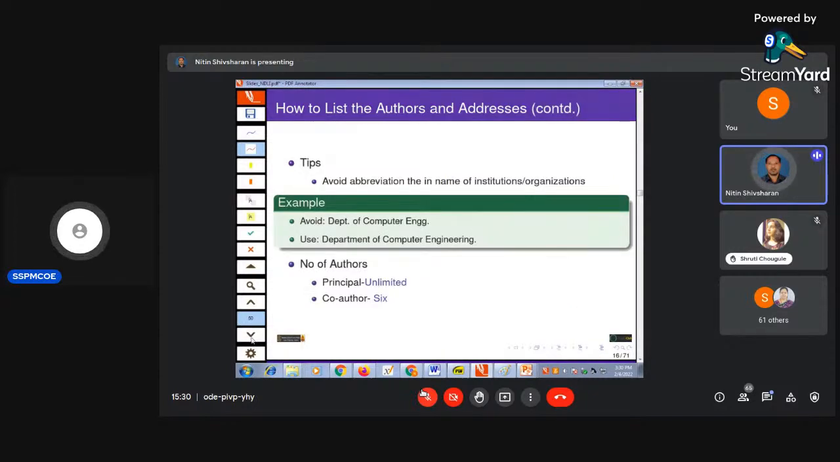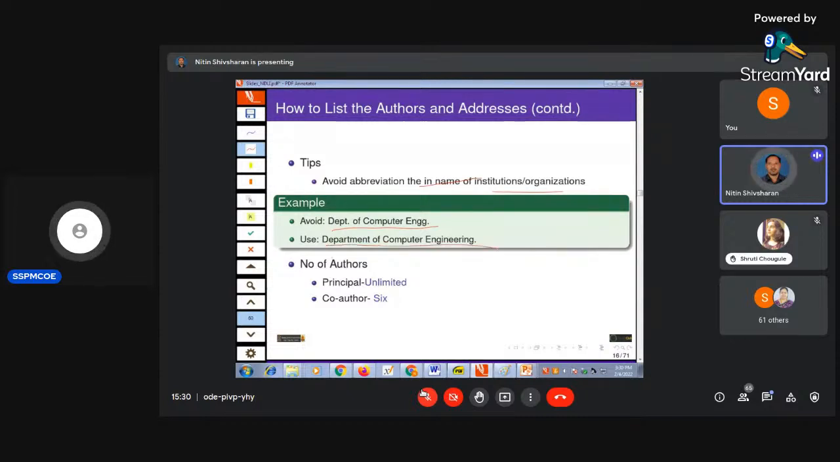So tips to write the list of authors and addresses: avoid abbreviations in the names of institutions and organizations. For example, we cannot use an abbreviated form like Dept. of Computer Engg. Instead of this, we can use Department of Computer Engineering.